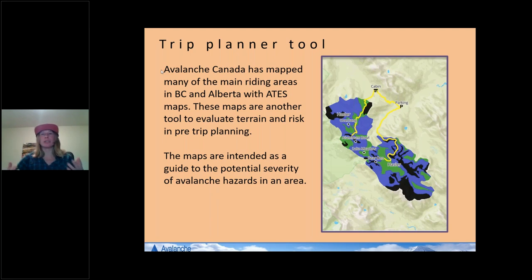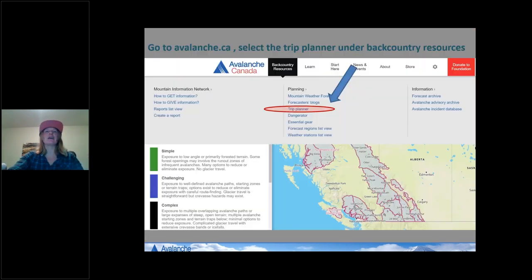They're just intended as a guide for the potential severity of avalanche hazards in the area. They're not 100% accurate. They don't show micro terrain. You're still going to have to do a bunch of analysis when you're down on the ground, staring at the terrain around you. But it helps you make a decision before you've headed out into the terrain. To access that, you just go to Avalanche Canada under the Backcountry Resources tab and click on Trip Planner.